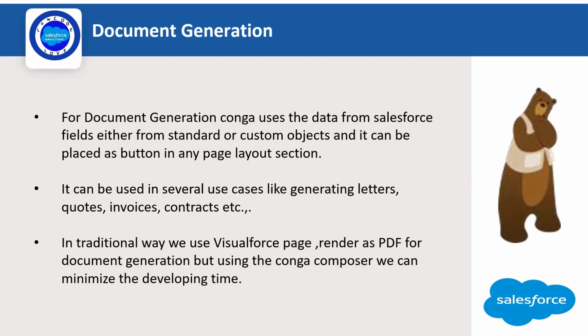In a traditional way, how do we do PDF generation, like a document edition button? We use a VF page, and we use some concept called renderAs PDF. Those things we specify there, then we click the button, and it downloads the document as a PDF. But by using this Conga Composer, we can minimize lots and lots of development time. So it is going to be a great advantage while we are using it for document generation purposes.